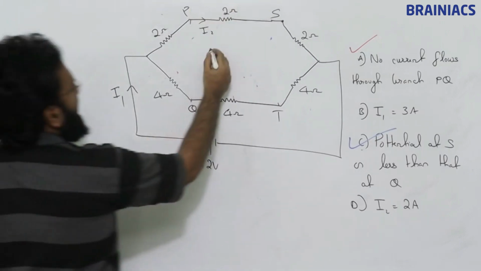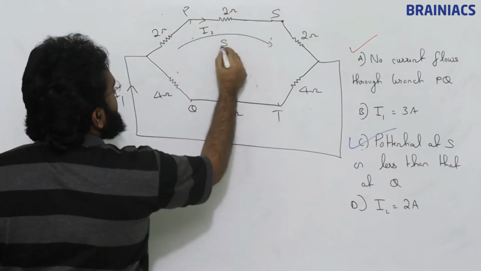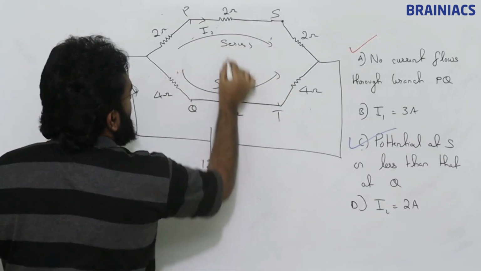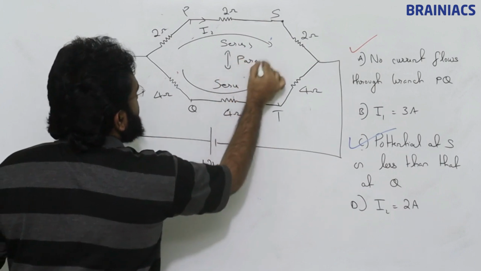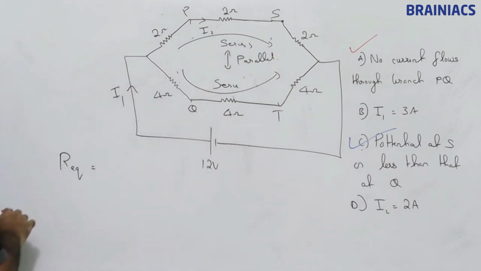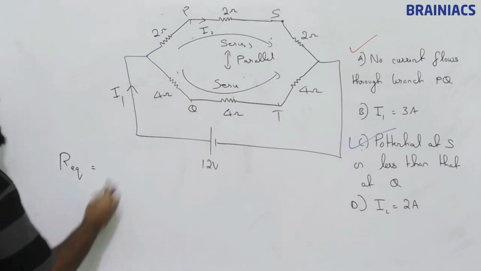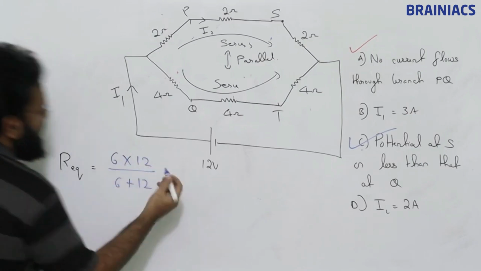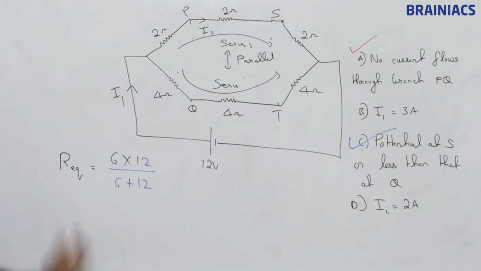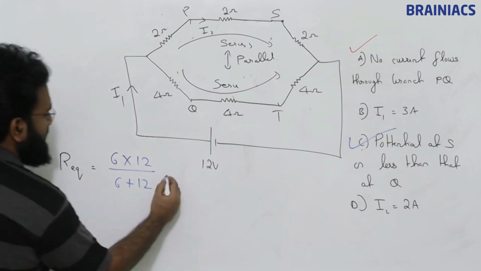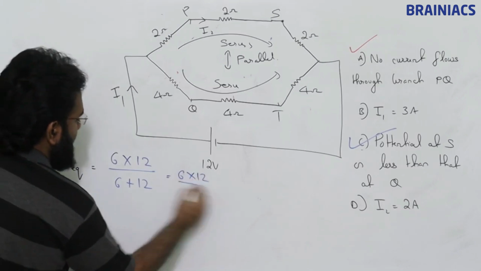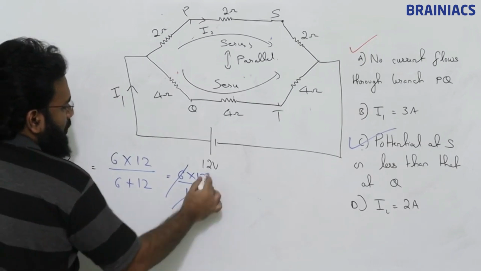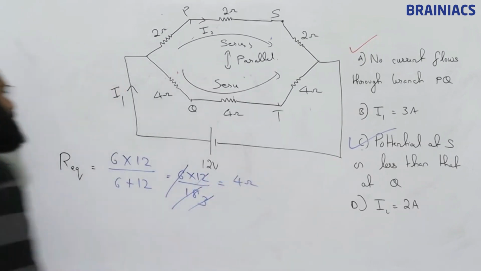So these are in series and these are in series, and they are in parallel. So R equivalent is nothing but 6 into 12 divided by 6 plus 12. Clear or what? Easy, right? So this is equal to 6 into 12 divided by 18. So this 3 cancels, this is going to be 4 ohm.